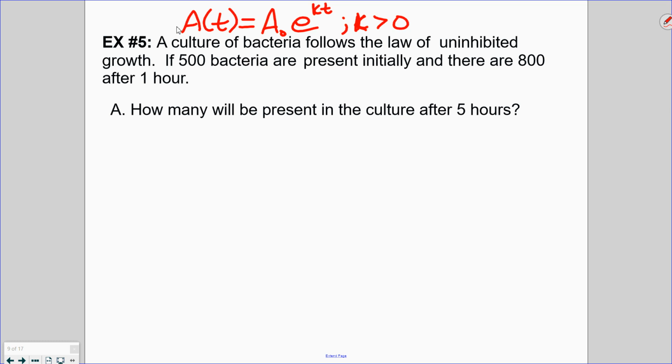So it says a culture of bacteria follows this law. So that means we know we fit this model. If 500 bacteria are present initially, so that's going to go in place of A sub 0, and there are 800 after 1 hour, how many will be present in the culture after 5 hours? So the very first thing we do is write down what we know from the beginning. So from the beginning, we know that A sub 0 is 500. So we'll have A sub t equals 500 e to the kt.